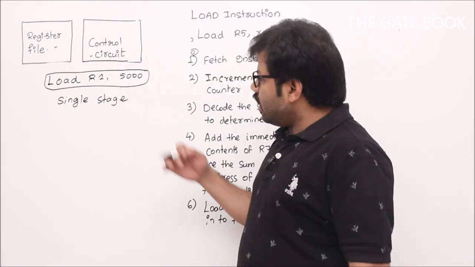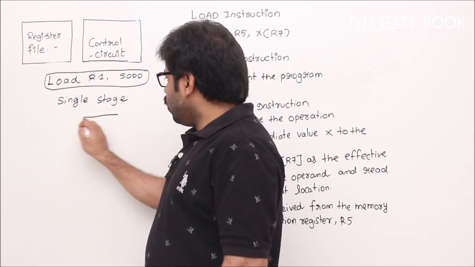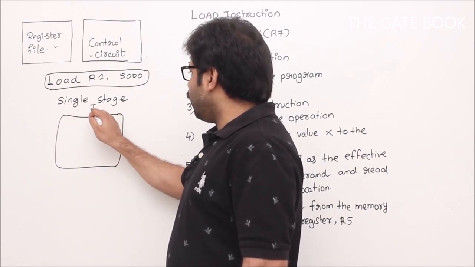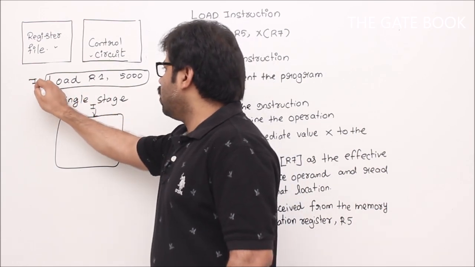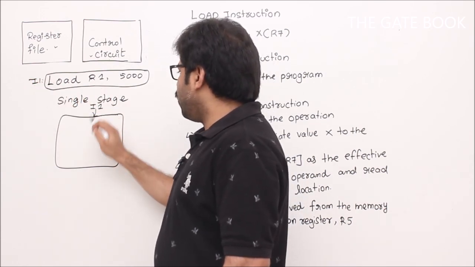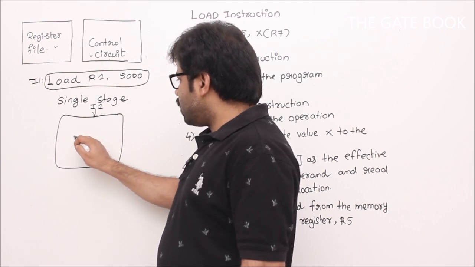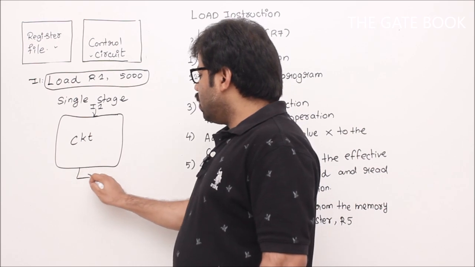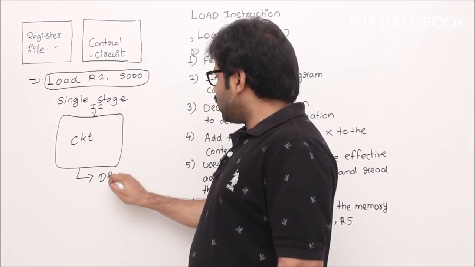In a single stage machine, what is going to happen is you will have a circuit that is going to take your instruction, let's call it I1. When you give that I1 to this circuit, then what is going to happen is the desired task, we know what the desired task is, right?